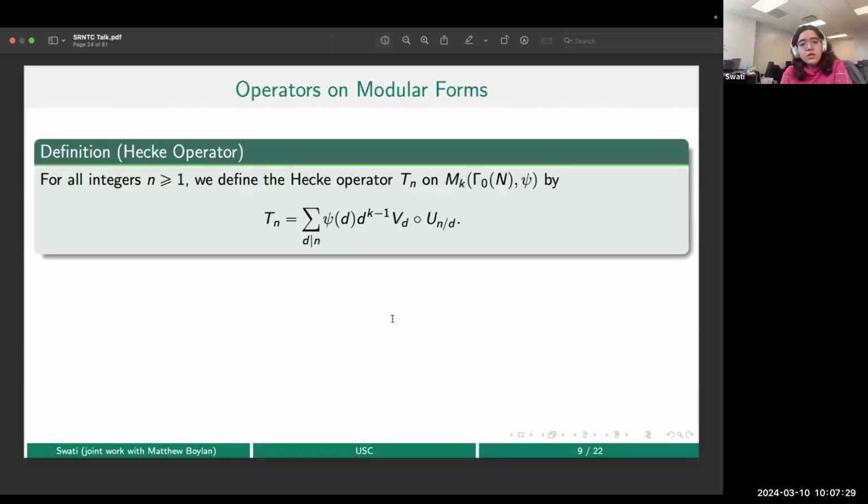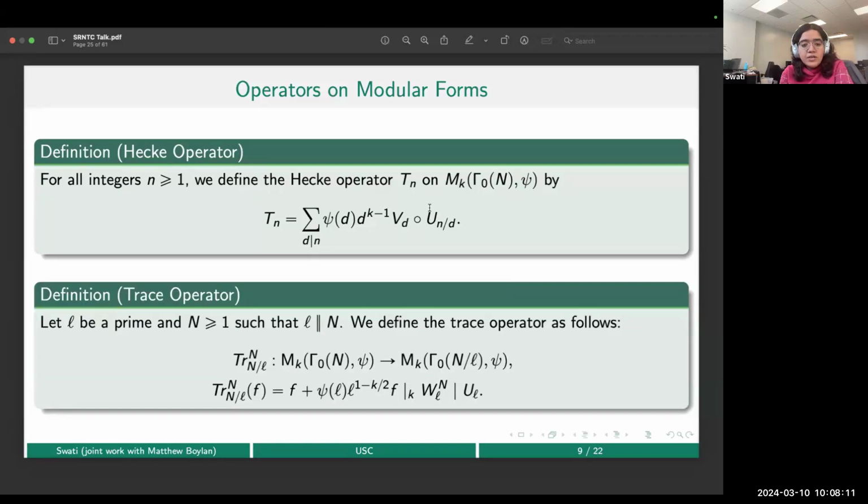Now, moving on, we talk about operators on modular forms. There are two important operators that I'll discuss, starting with the Hecke operator. Hecke operators are linear operators on spaces of modular forms, and they preserve the space of modular forms as well as the cusp forms, given by this sum. And this is the V operator, and similarly, this is the U operator.